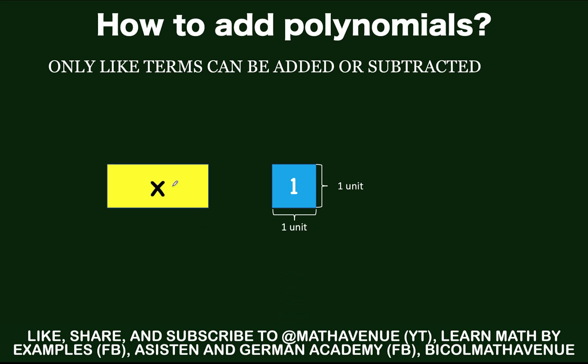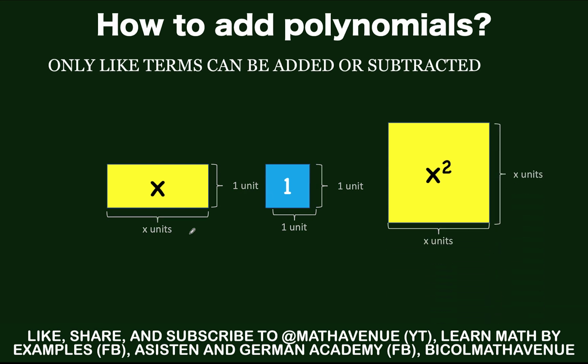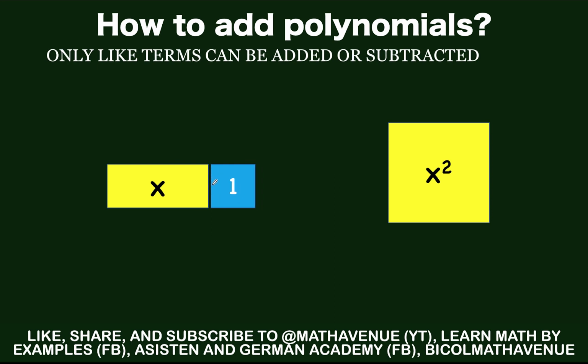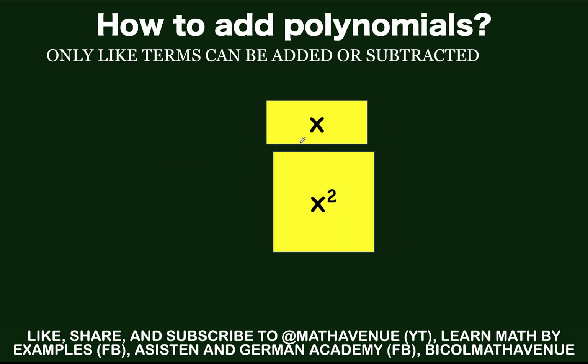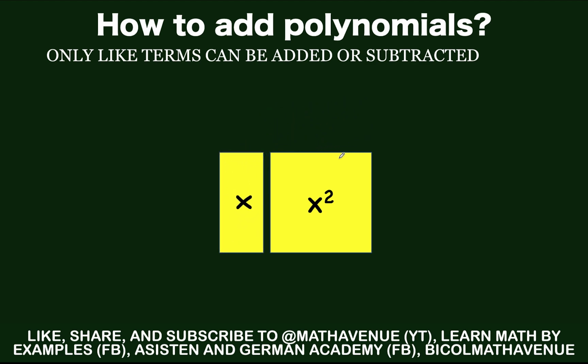This is how we visualize x. Its length is unknown, so that is represented by the variable x. And its width is given to be 1 unit, the same as this blue square. Now, x squared is visualized as a square with a side length similar to this, x. So the side length is x, and therefore its area is x squared. So notice that the width of this variable x is 1 unit, and the side length of the square is x. So you have x by x to get x squared.